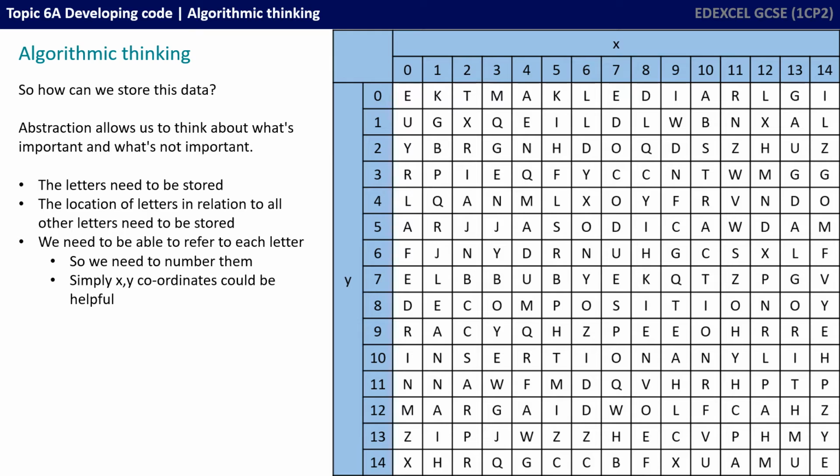But we need to be able to refer to them somehow, and therefore we could number them. It would also probably be useful if we could have some kind of x and y coordinates.